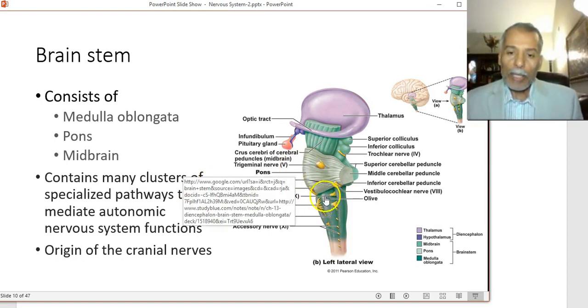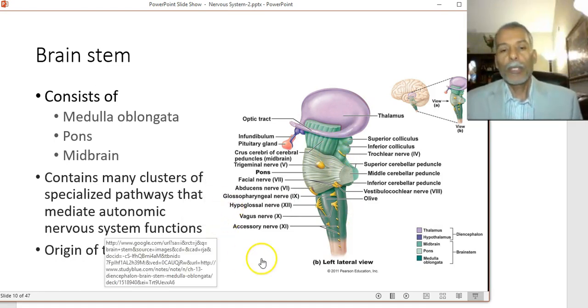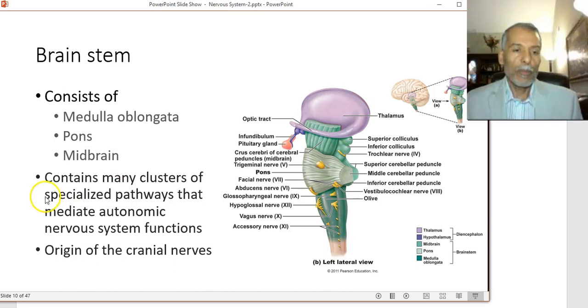The brainstem has many centers that are dedicated to these functions here. And we'll touch upon some of them briefly, especially when we speak about hearing at some point.